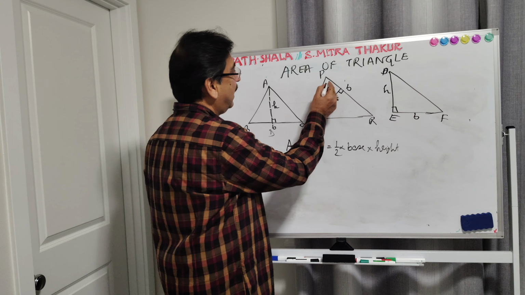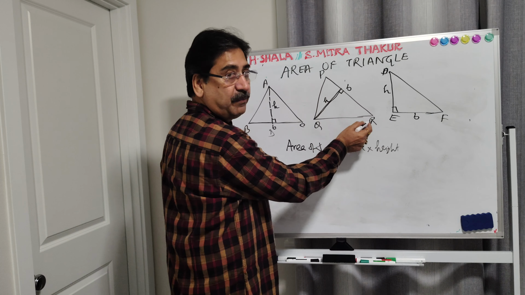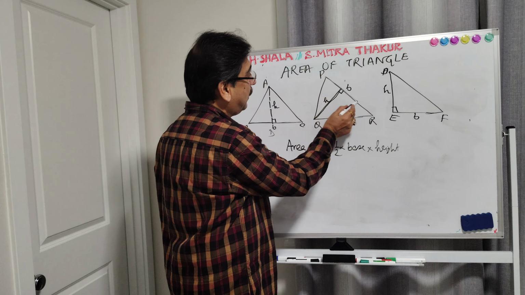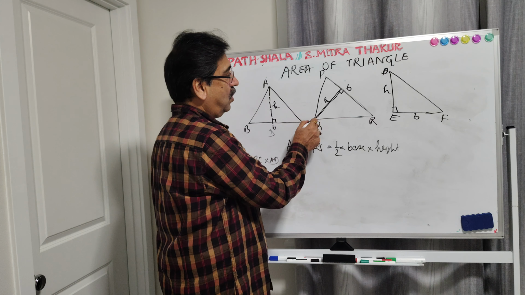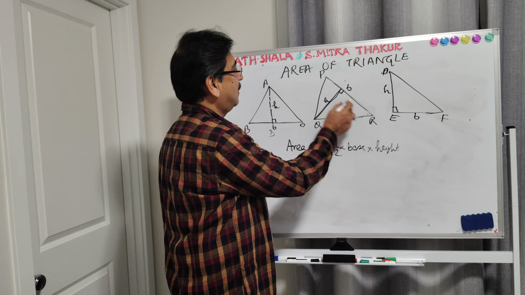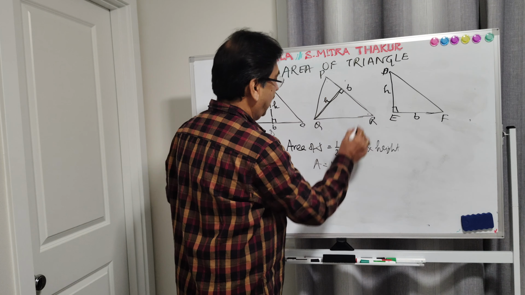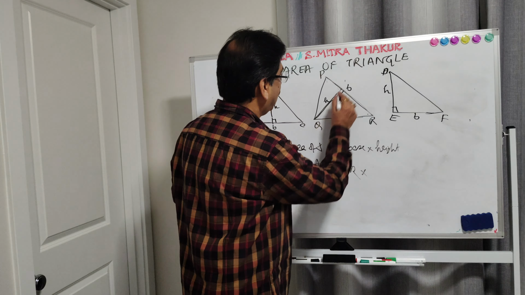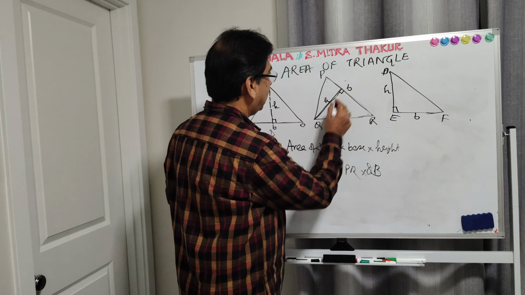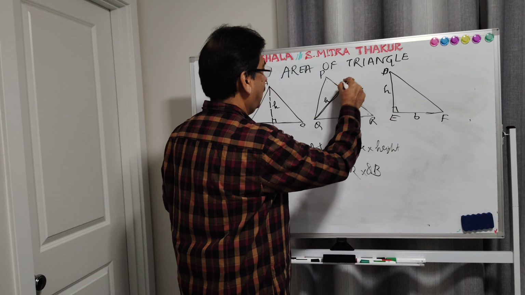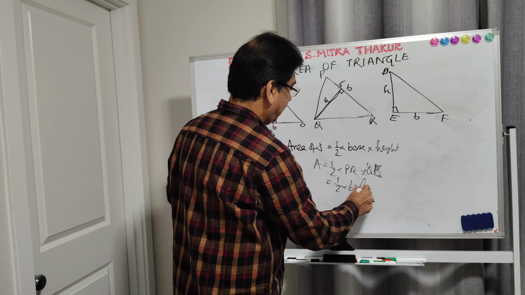In this case, the altitude is on the PR side. So PR will be the base. It depends upon which side the perpendicular has been drawn. That will be considered as the base. Here in this case, area will be half into PR into QS, that is half into base into height, right?